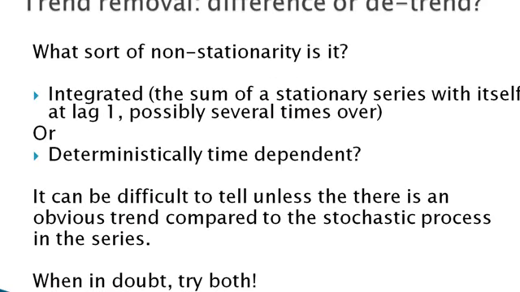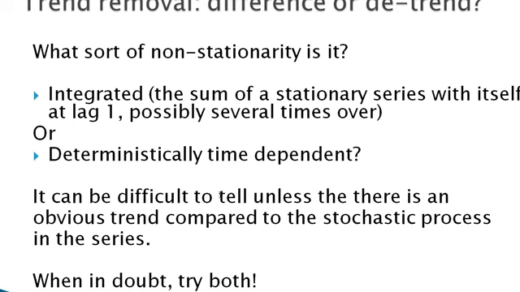Okay, so to remove a trend, so that's a persistent trend that's not vanished through transformations, we want to think about removing it either through differencing or by detrending. When we difference a series, we believe that it's initially integrated, so that's a sum of a stationary series with itself at a lag. Or if we believe that there's a trend to it, a deterministic trend, we run a regression to remove that deterministic trend dependent on time.